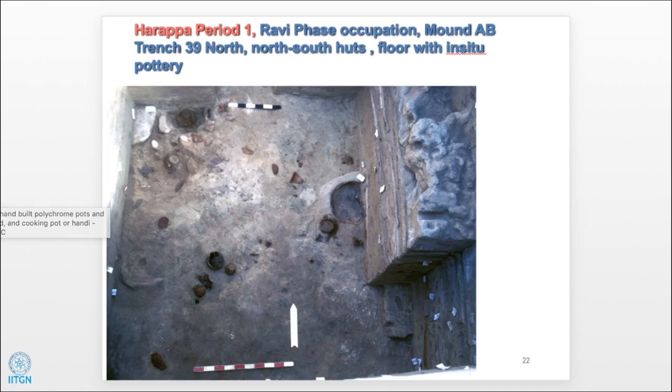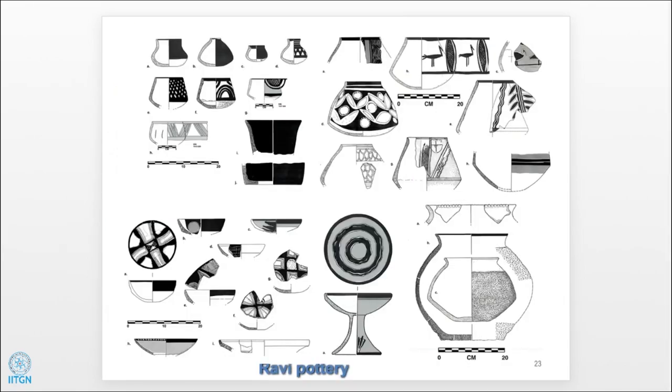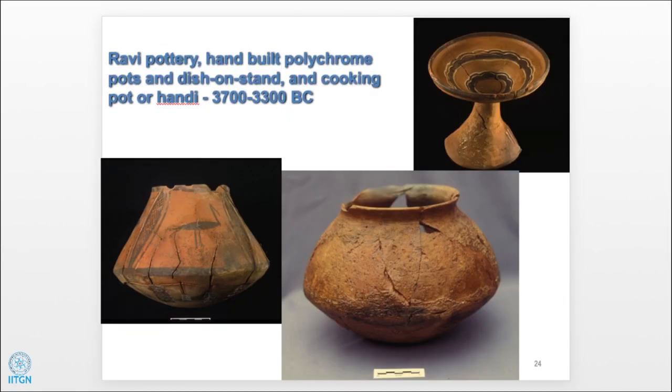Yeah, these are all the kinds of ceramics that he is classifying as Rabi pottery. It's not a new kind of ceramics, because if you go through the Harappan literature, you might come across this kind of ceramics. They have given it a different name, that is all. And he identifies it as the earliest type of ceramics at the site of Harappa. And this is how it looks. It's quite coarse and all kinds of things.